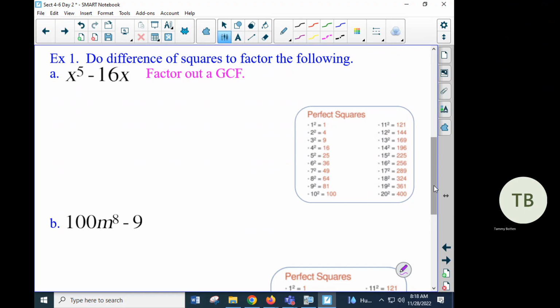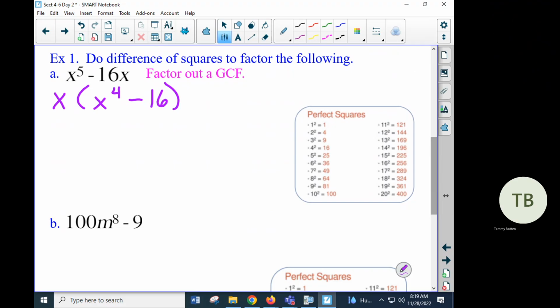Is there something that's in both of these? An X is in both, okay? So I can pull that X out. And then I look at X times what gives me X to the 5th. That's X to the 4th. Minus X times what gives me 16X, and that's 16. Okay, so now I took that X out front.